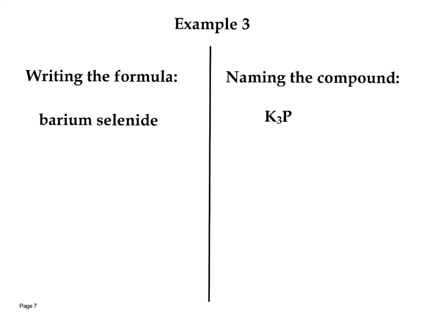So writing the formula, we're going to start off with barium selenide. Let's go ahead and write those oxidation numbers. It looks like barium has a positive 2 charge based on what's going on in our periodic table. And selenium, which comes from selenide, has a negative 2 charge. So again, we're kind of seeing what we saw in the previous example. I go ahead and write my chemical symbols. Barium is Ba, and it has a positive 2 charge. Selenium is Se, and it has a 2 minus charge.